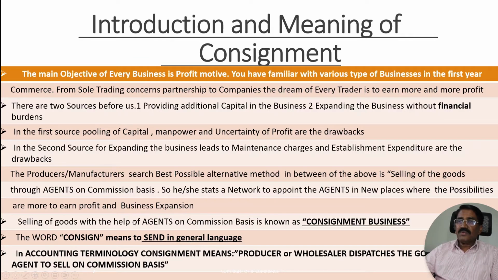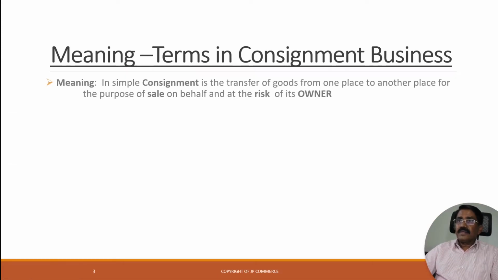Selling of goods with the help of agents on commission basis is known as consignment business. The word consign means to send in general language. In accounting terminology, consignment means the producer or the wholesaler dispatches the goods to his agents to sell on commission basis. Now, the meaning of consignment.